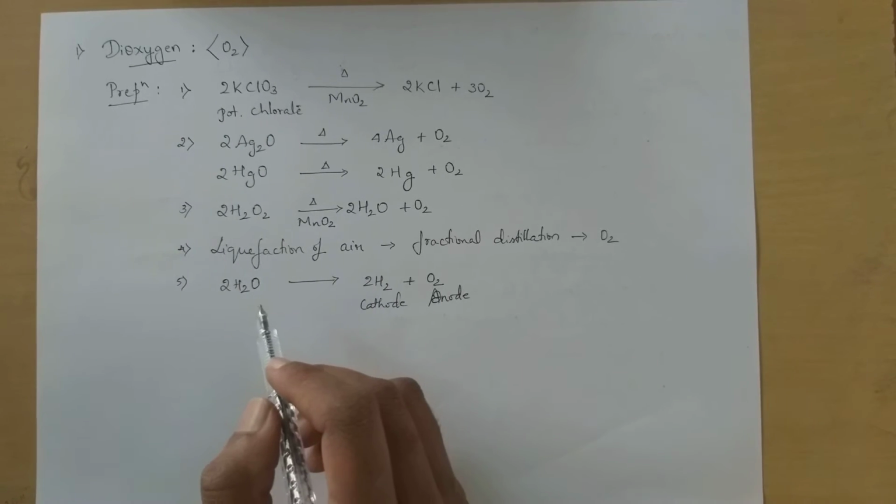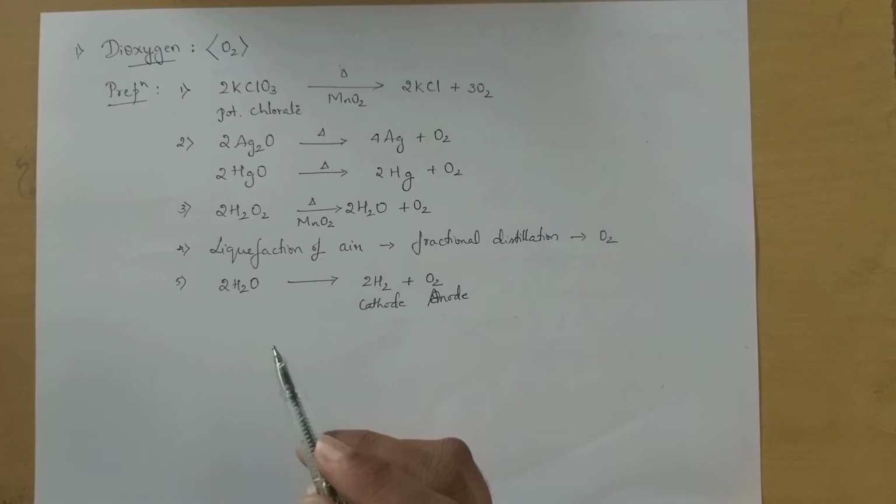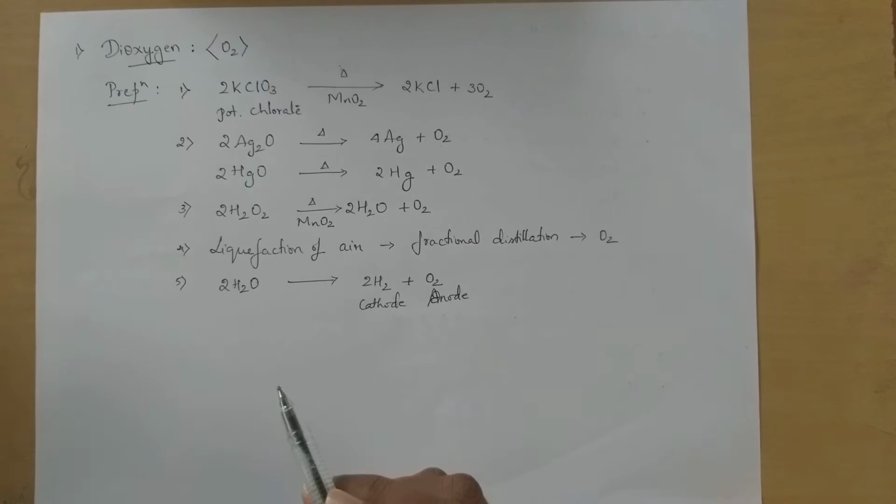So this is about the preparation of oxygen. Next, coming to properties. Particularly physical properties: as you already know, it is a colorless and tasteless gas, slightly soluble in water, and its solubility is exactly 3 cm³ in 100 cm³ of water.